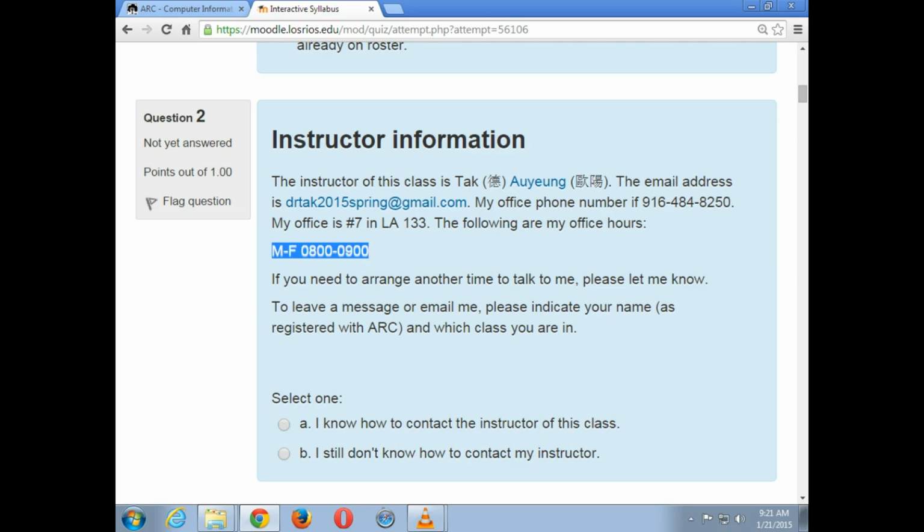Questions? Okay. My office is number 7 in Liberal Arts 133. Does everybody know where to find Liberal Arts 133? It is one aisle to that side, okay? And it has a number, LA 133, on the door, and that's the division office for the entire business and computer science division. So my office is number 7 within that room.